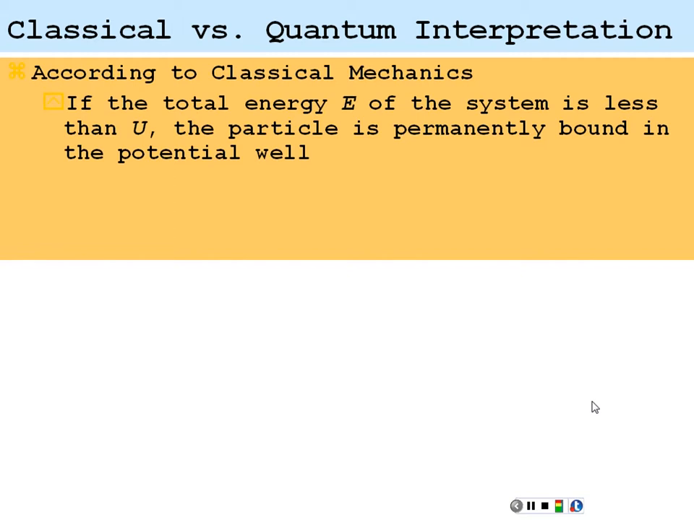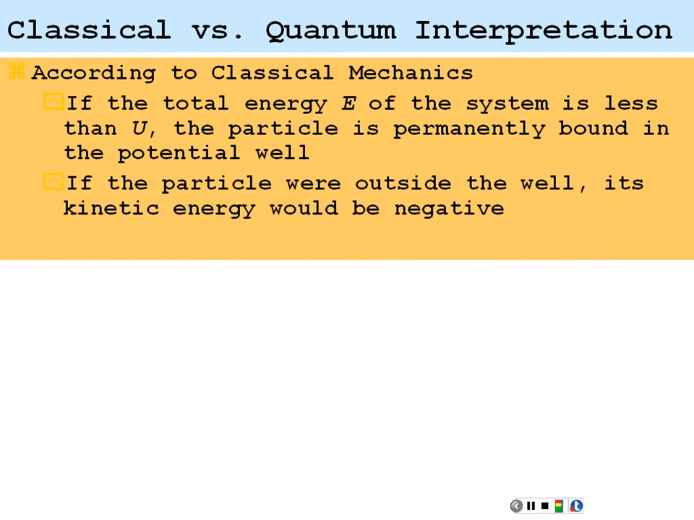According to classical mechanics, if the total energy E of the system is less than the potential energy, the particle will be permanently bound in the potential well. It can never have energy greater than the potential energy of the walls, and it would be permanently bound inside the well. If the particle were outside the well, its kinetic energy would be negative, and that would be impossible as far as classical treatment would go.